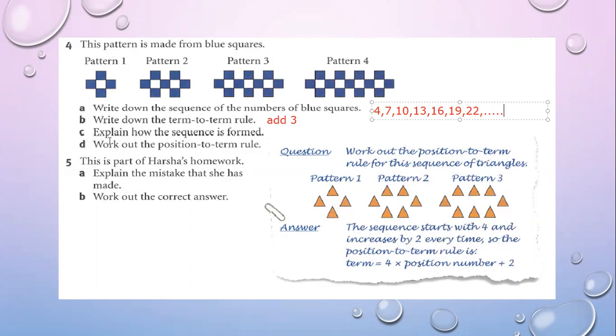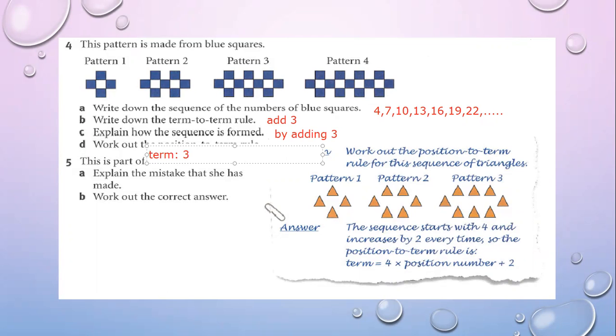Explain how the sequence is formed by adding 3. The sequence is formed by adding 3. Once you add the 3, 3, 3 pattern, you will easily know the position to term rule. The position to term rule is so easy. What is your term to term rule?